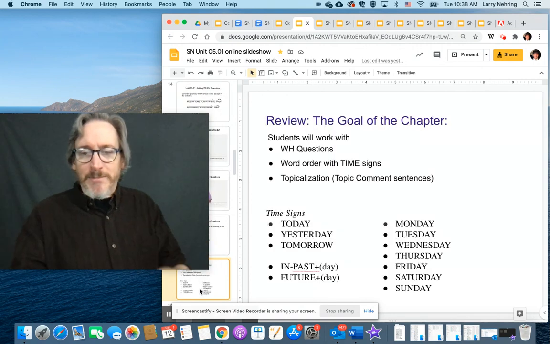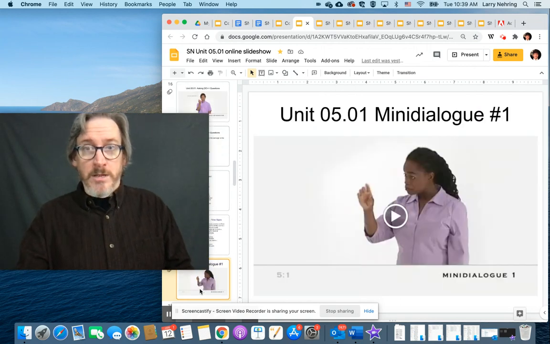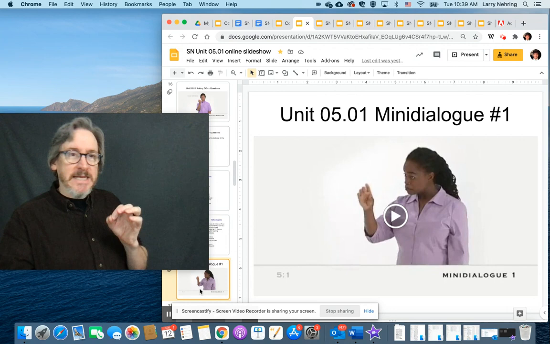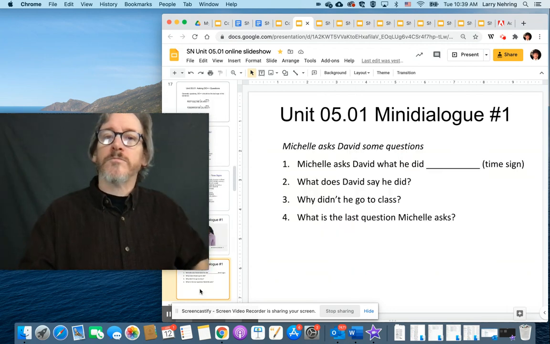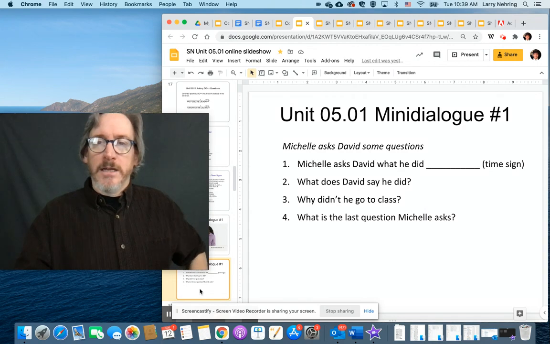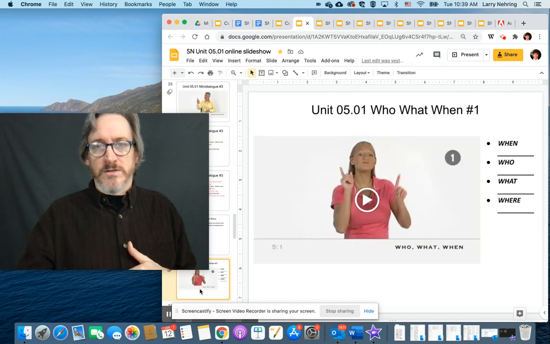So this is just a recap of what we've done so far and the vocab. And then there's a series of mini dialogues. Again, this is the homework. It comes from the textbook, or the student textbook. And I hear the questions, and then I did the answers. So I'm going to fly through those.